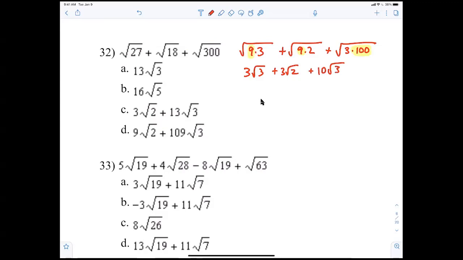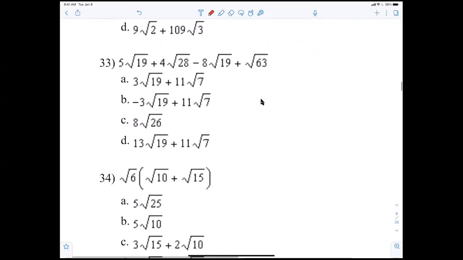Anybody have any questions with that? All right, now what? So it's 13 radical 3. That is correct. You can't add the 3 radical 2 and the radical 3 together. Correct answer, C. Everybody okay with that?